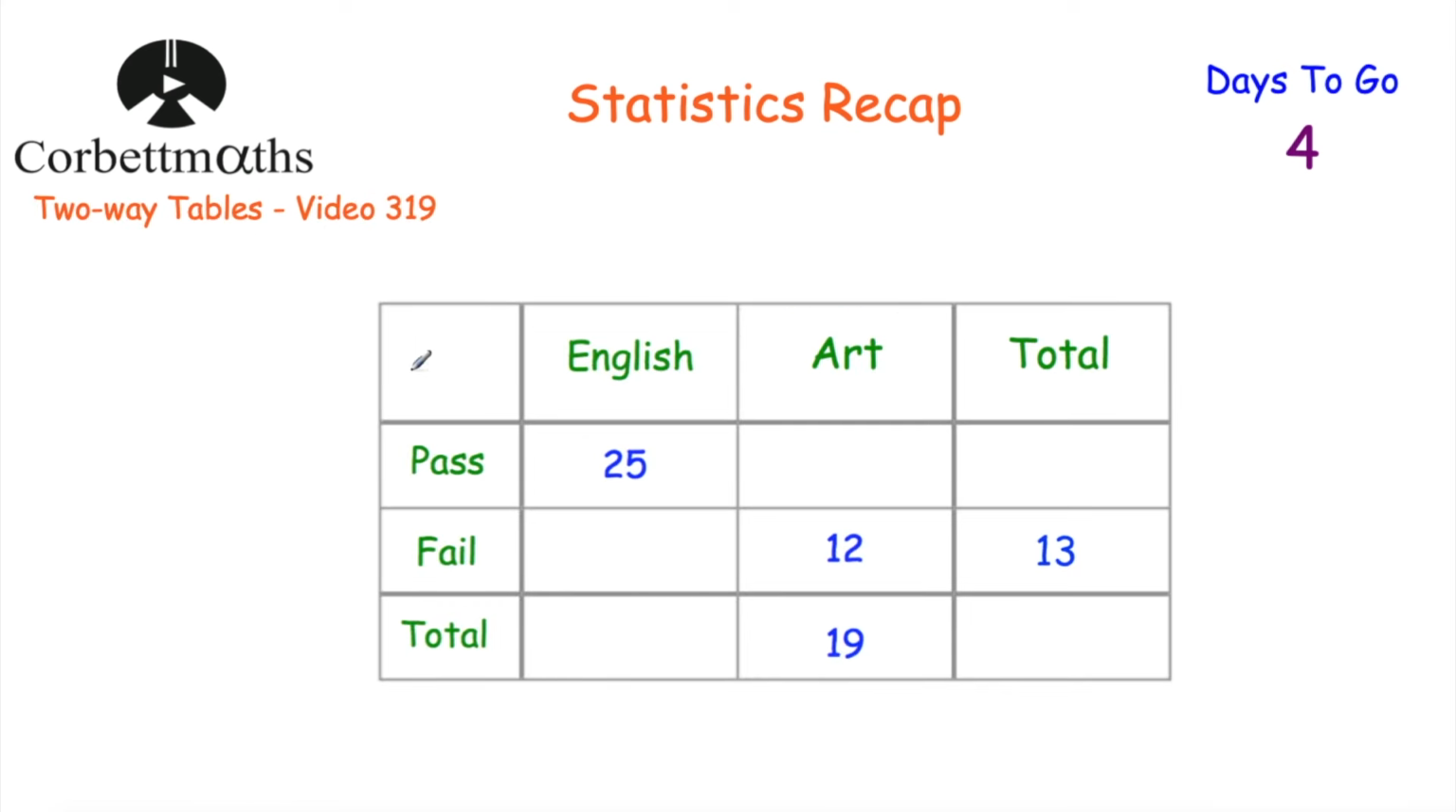Sometimes you might be given a two-way table and you've got to fill in some missing numbers. For instance, here the art students. In total there's 19 art students, and if 12 failed, that must mean that 7 passed. These two numbers must add together to be 19. Here, in terms of the students that failed, altogether 13 failed. So that means that 1 English student failed, because these two numbers need to add together to be 13, and so on. And then you do 25 plus 7 is equal to 32. Then you'd add these together to be 45. You could add these together to be 26, and so on.